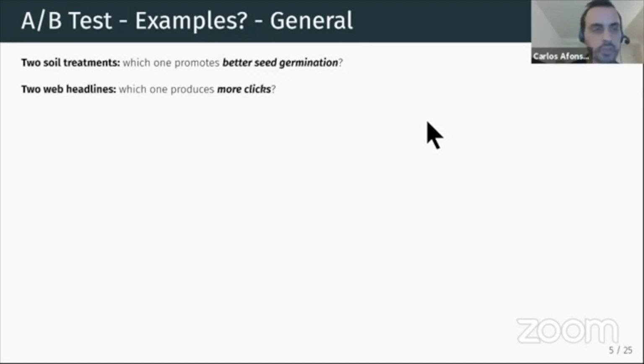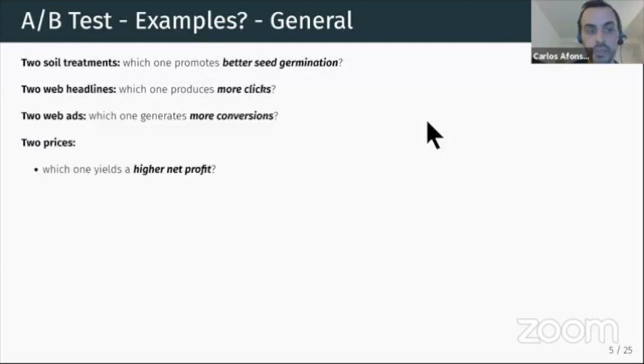More modern examples, as you mentioned: two web headlines to check which one produces more clicks, or two web adverts, which one generates more conversions, or two prices for a product, which one yields a higher profit, or which one leads to more new customers. Again, that's the example I referred to just before. We are testing the same two options, two different prices, but the goal here is different. In one, we want to increase the net profit. In the other, we want more new customers. So we would be willing to sacrifice the profit to get more new customers. And again, this depends on the cycle you may be in your business.